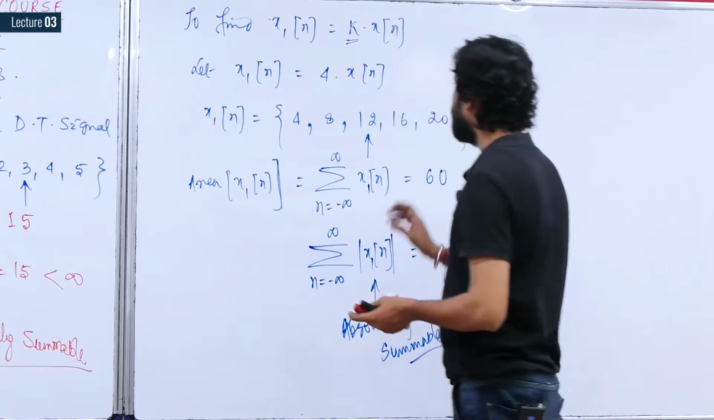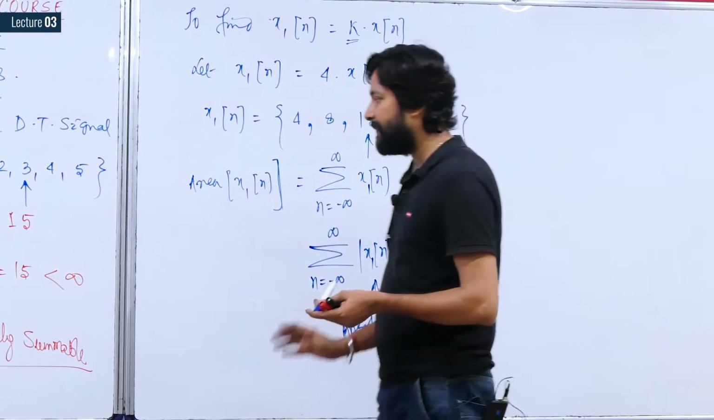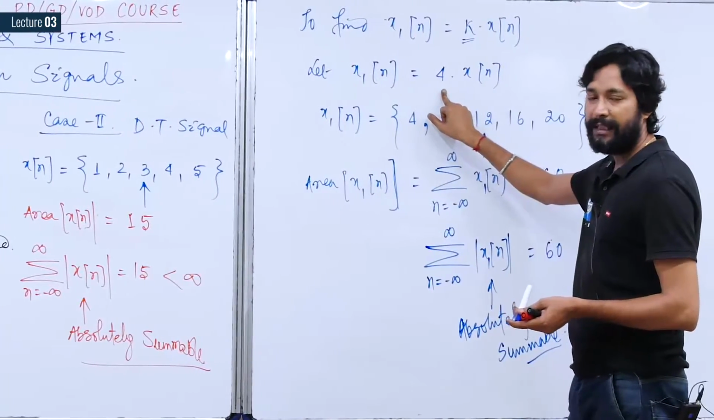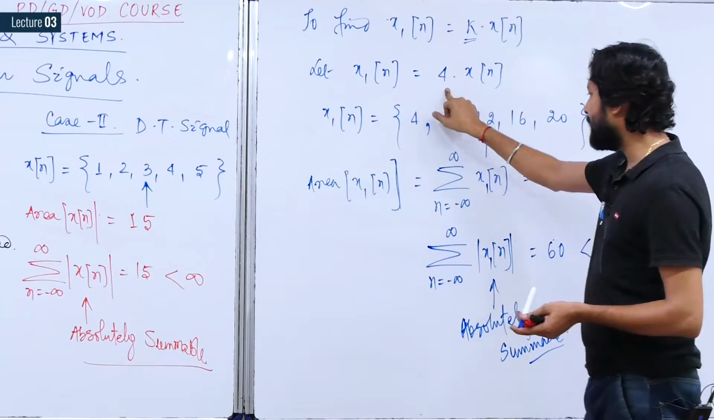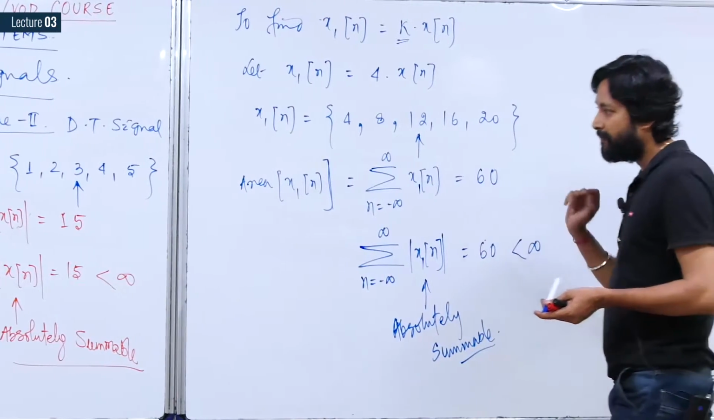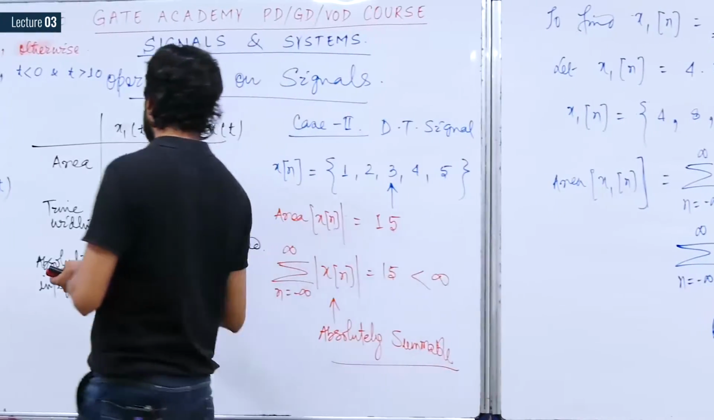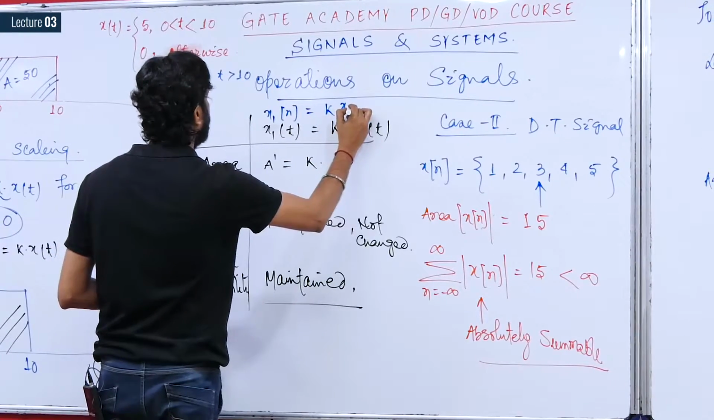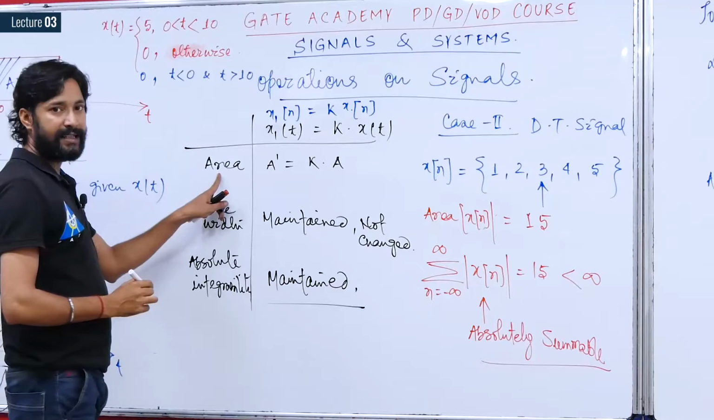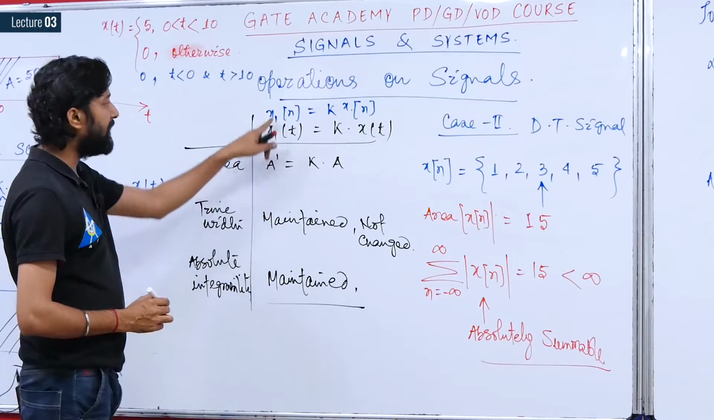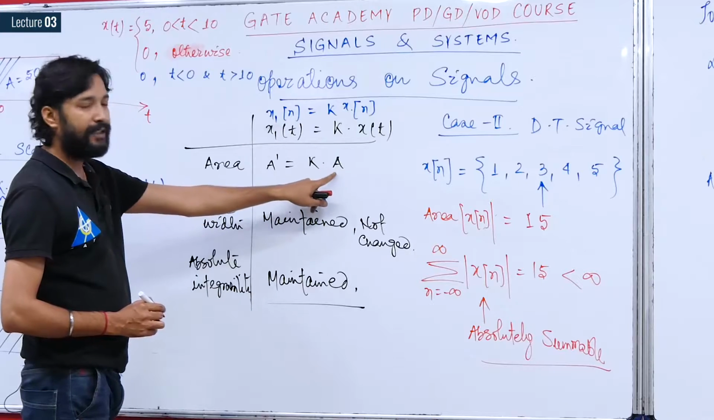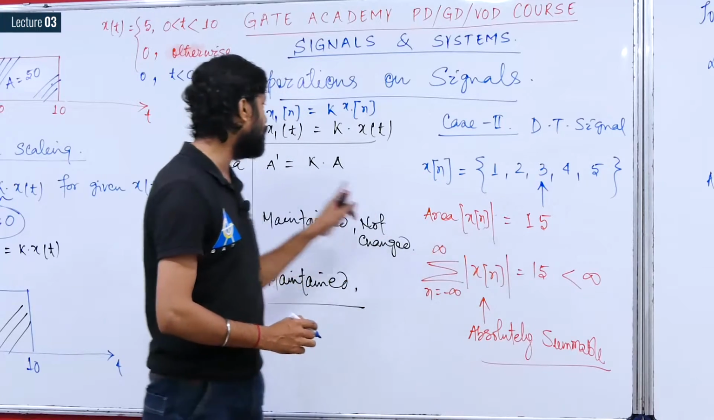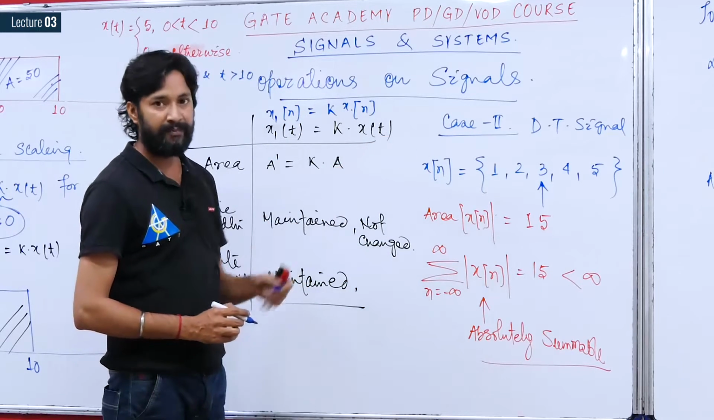So if we see here, earlier for x of n the area was 15, and if you take a constant 4 as the amplitude scaling factor, then now the area has become 60. Therefore, you can conclude that all of these expressions are valid for x1 of n equals k times x of n also. If area is considered, then the new area, that is the area of x1 of n, is equal to k times the area. In this case, earlier the area was 15 and the scaling factor was 4, therefore the new area was 4 into 15, that is 60.